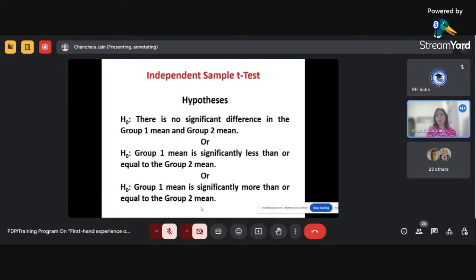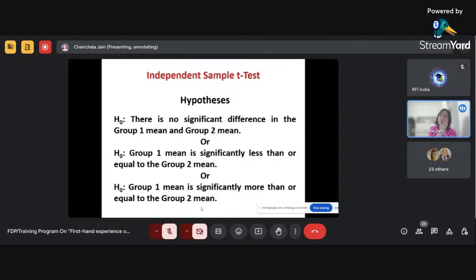Further, on the same thing, if you do not want to present your hypothesis in symbol form, you can write it in statement form. You can write: there is no significant difference between the group 1 mean and the group 2 mean. Or group 1 mean is significantly less than or equal to group 2 mean, or group 1 mean is significantly more than or equal to group 2 mean. The first case is a two-tailed test, and the others are cases of a one-tailed test. I hope that is clear. Yesterday also we saw similar things.